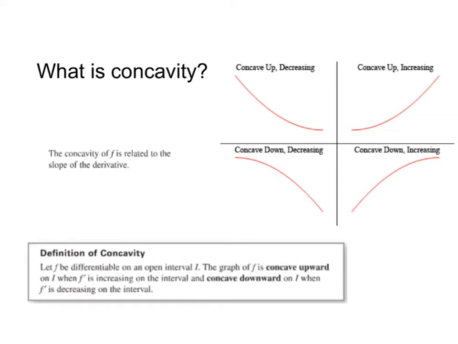So you can see the 4 bits here. We have concave up decreasing, concave up increasing, concave down decreasing, and concave down increasing. 4 different states. So the definition says, let f be differentiable on an open interval. The graph of f is concave up when f prime is increasing, and concave down when f prime is decreasing on the interval.